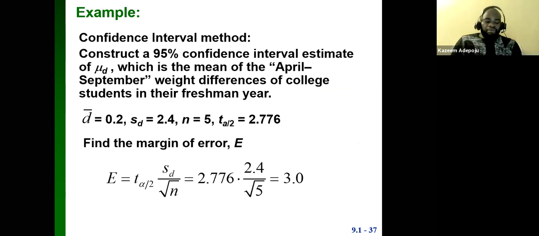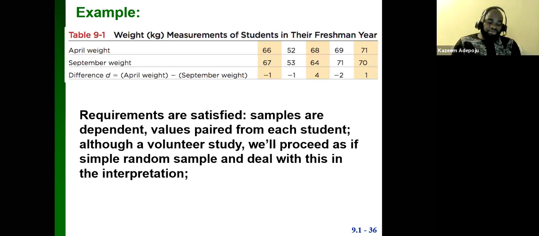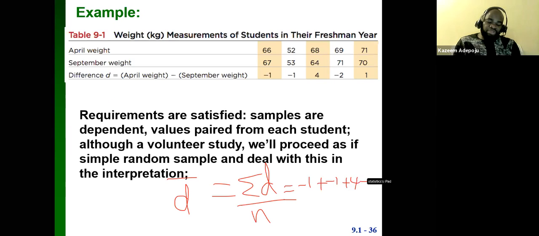Okay, so now we want to construct the 95% confidence interval estimate of the population mean of the difference. Okay, which is just the difference between the April and the September weights of college students in their freshman year. What we're going to do, you need to first get the mean of the difference. Of course, how are you going to get the mean of the difference? D bar is actually going to be summation D divided by N. So which is more or less like you're going to do minus 1 plus 4 plus minus 2 plus 1 divided by, how many is that? Divided by 5.